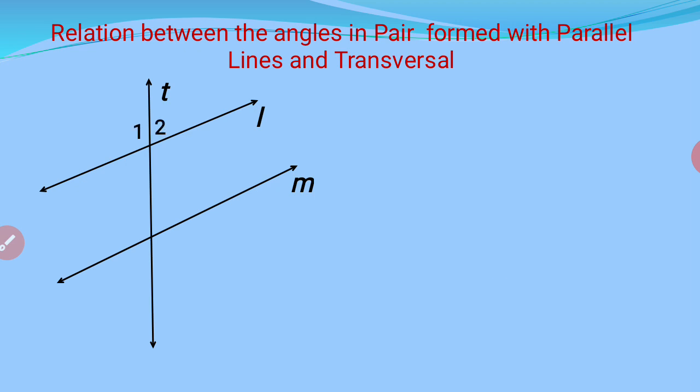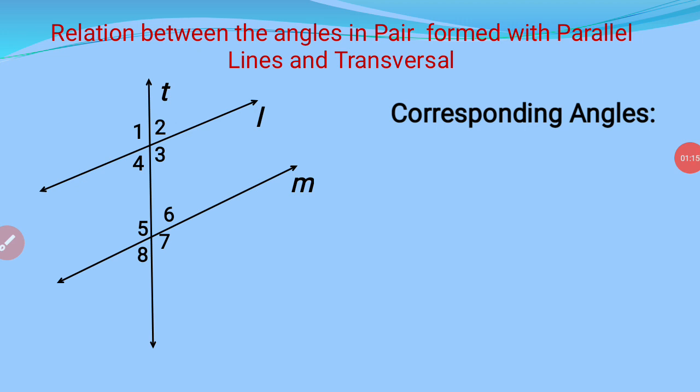In such a case, you get 8 angles. So these are the angles which are being represented. Now let us see what the corresponding angles are. Angle 1 and angle 5, angle 4 and angle 8, angle 2 and angle 6, angle 3 and angle 7. These pairs of angles are called corresponding angles.